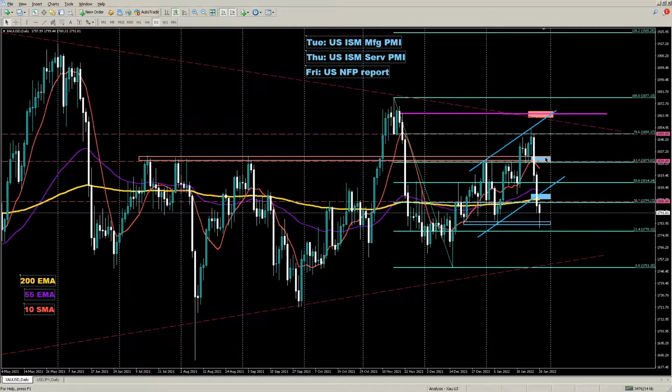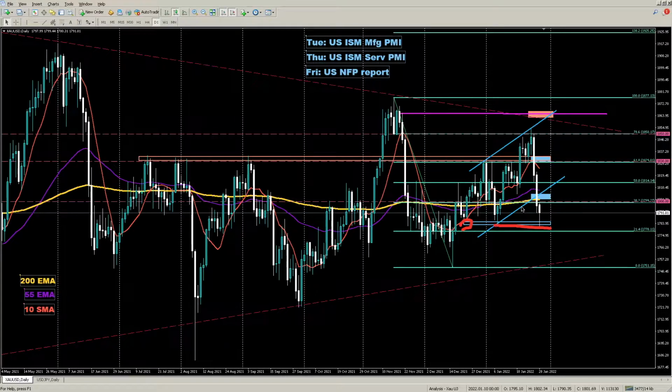It fell through the first support, and then the second support at the daily 200 EMA, right near the key 1800 round figure level at the 38 pip retracement, and then closed below that on Thursday, and then fell through to test the swing low area that we had marked earlier, and did manage to bounce back up a bit on the Friday.